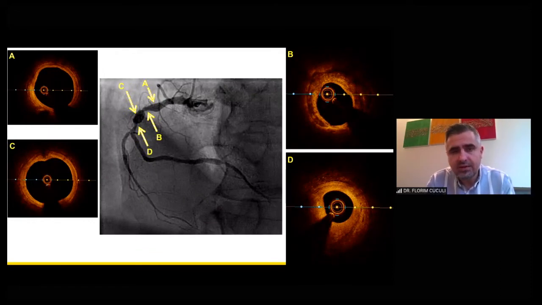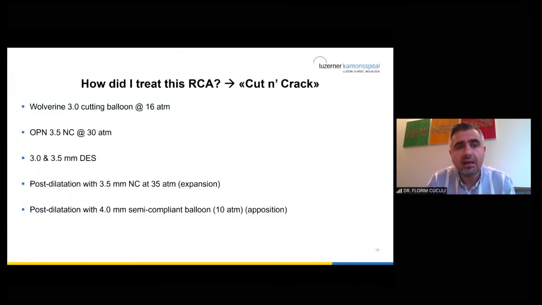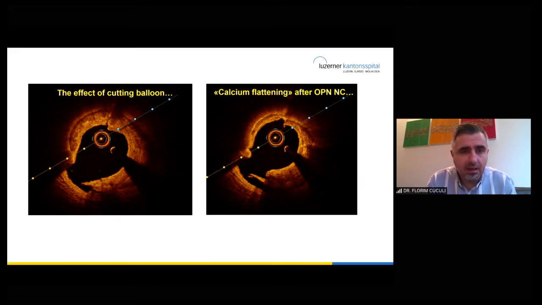As you can see here the calcium, and then I used a 3.0 cutting balloon, a Wolverine, a 3.5 NC balloon, OPN at 30 atmospheres. Then I put 2 stents and post-dilated. Now, what I saw here is that the effect of the cutting balloon was actually impressive. The calcium in this case was not very thick.